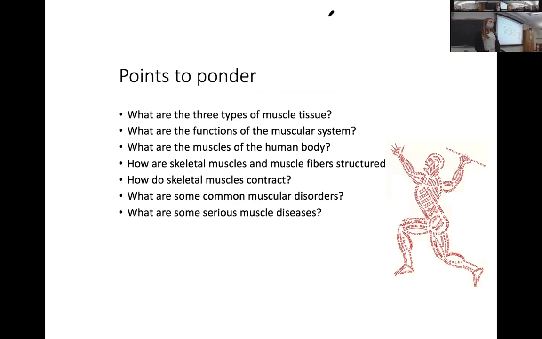So the first thing we want to know is the 3 different types of muscle tissue. And we've talked about this before in a previous chapter. We're going to talk about the functions of the muscular system, some of the most common muscles, how skeletal muscles and fibers are structured and created, and how skeletal muscles contract. What are some muscular disorders and serious diseases?